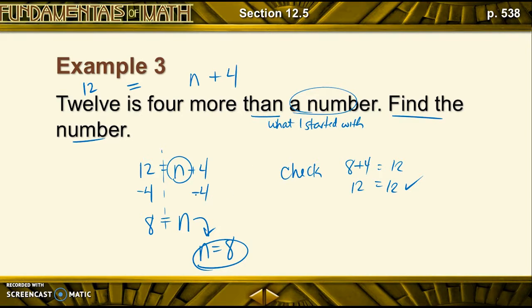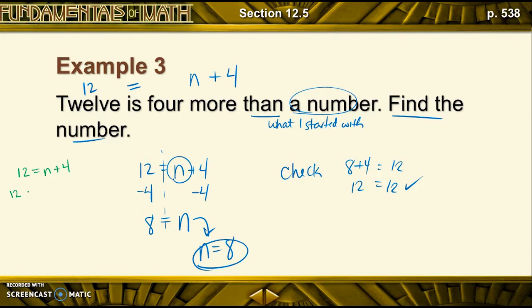Now I want to take one quick second here to talk about how your book shows you to solve these. We're doing the same exact thing, they just write it a little bit differently, and sometimes it can get a little bit jumbled, but just so you understand what they're doing versus what we're doing, I want to show you. They wrote 12 equals n plus 4, just like we did, and they subtracted 4 from each side just like we did, but they actually rewrote the entire line out again. So theirs looks a little bit more like this.